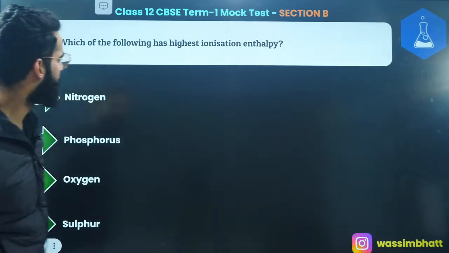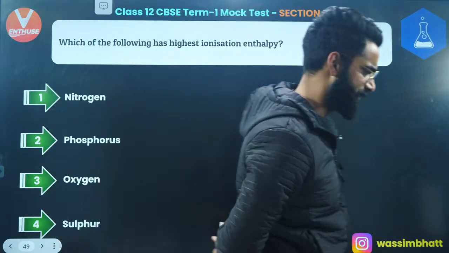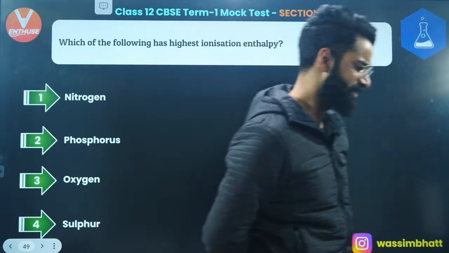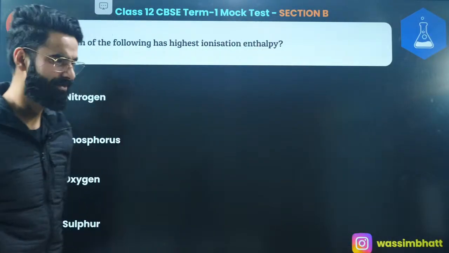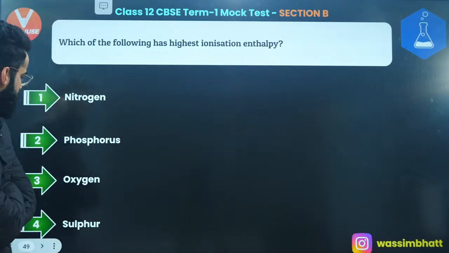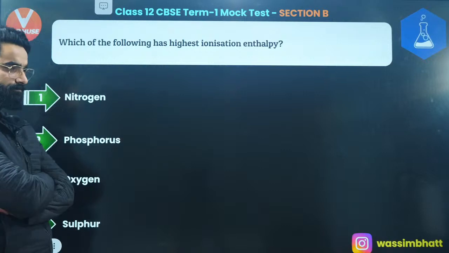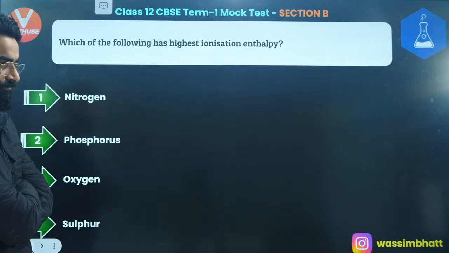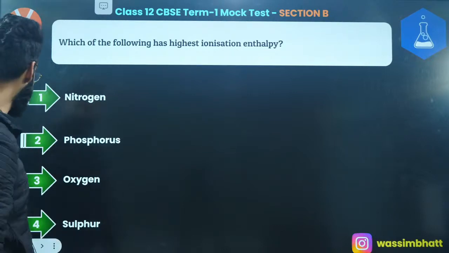Okay. Which of the following has the highest ionization enthalpy? Again, it's a very simple one and I'm sure you guys are going to kill it. Let me know fast. Is it going to be nitrogen, phosphorus, oxygen, or sulfur? Which one? Absolutely, it's going to be nitrogen.